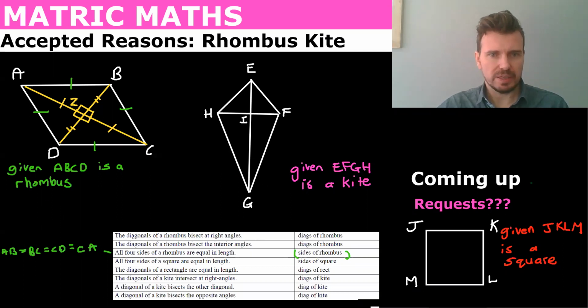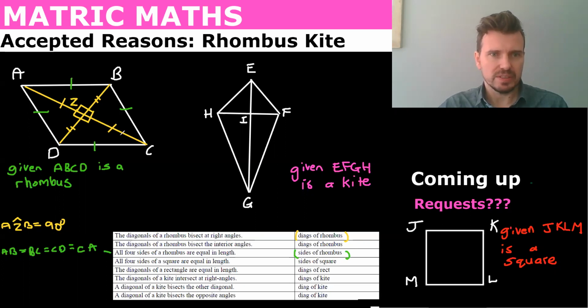So they bisect at right angles, so we could say that AZB equals 90 degrees, and the reason we'd give is diags of a rhombus. And also you could do the same, BZC also equal to 90.